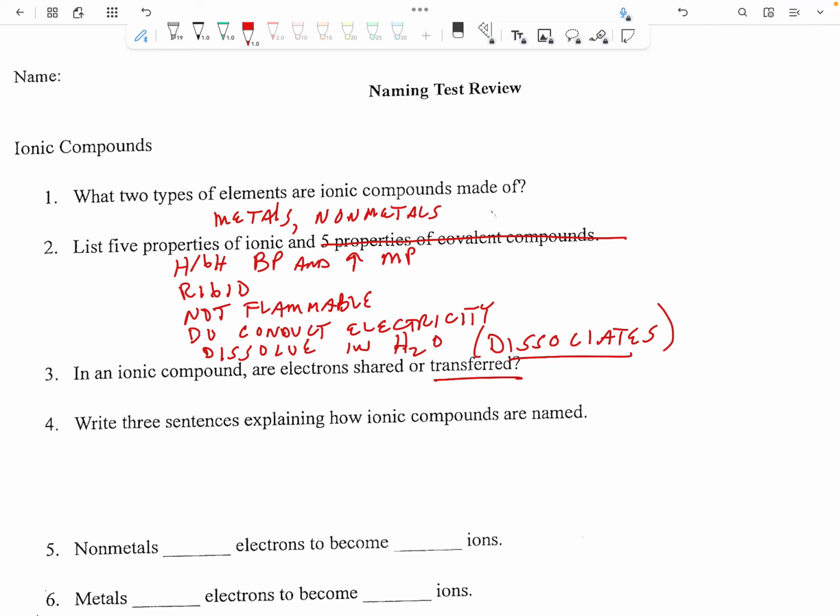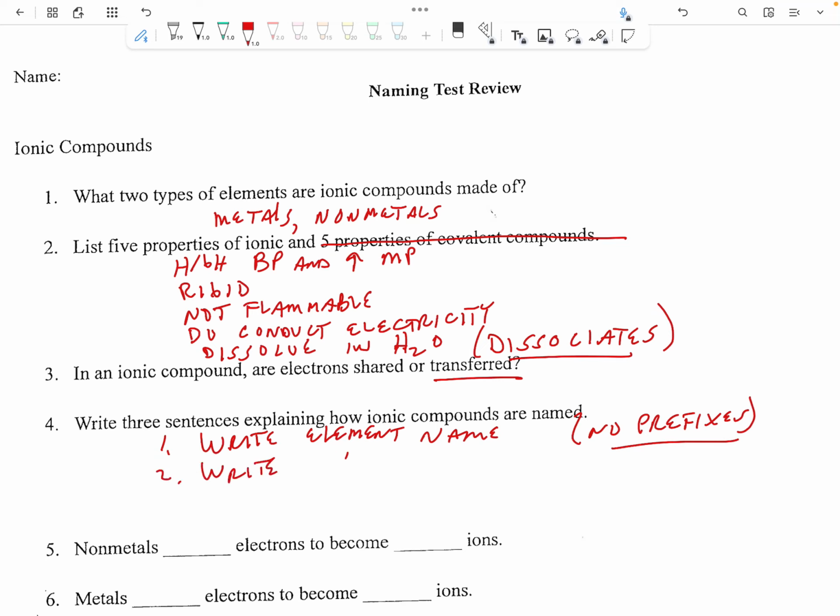How are ionic compounds named? Well, the first thing, it's like the covalent. The first part of the compound, you write the element name. No prefixes, guys. No prefixes in ionic compounds. Second part to that, this is the anion. You write the element name plus IDE.